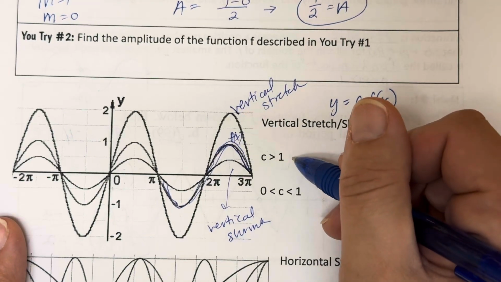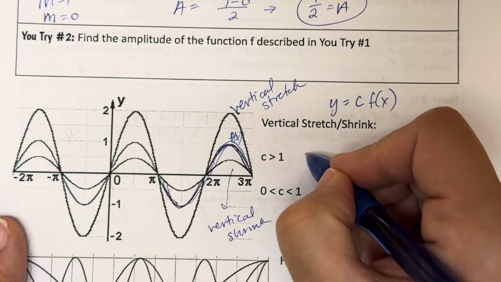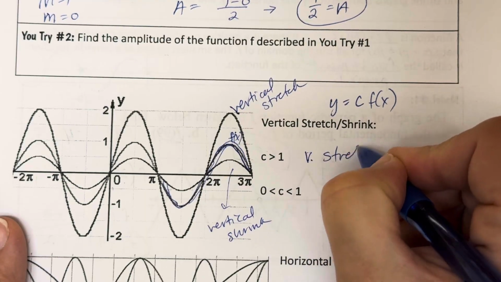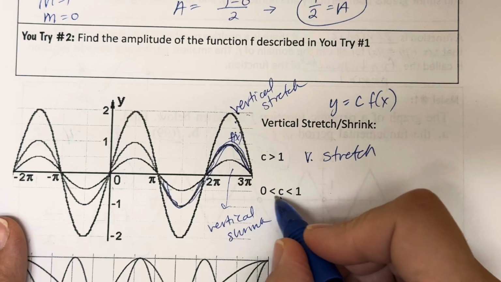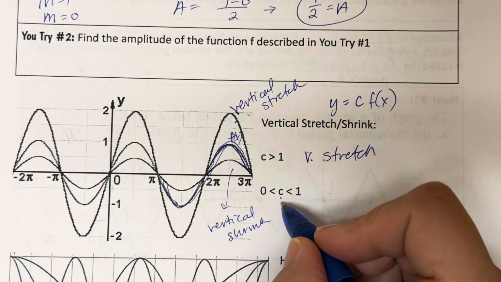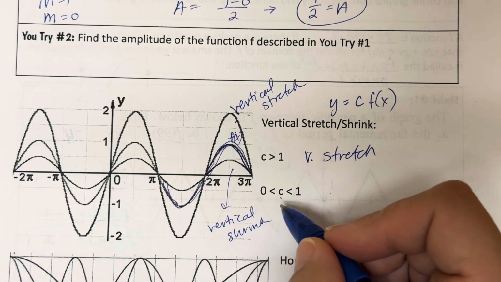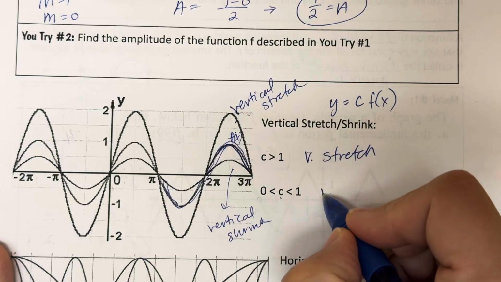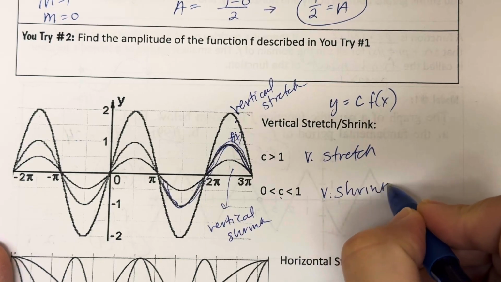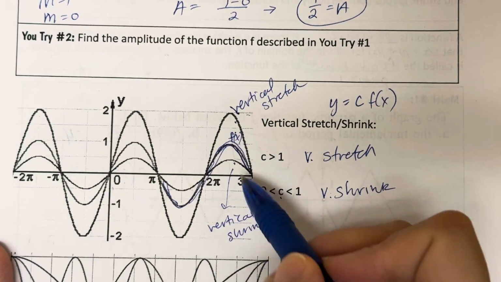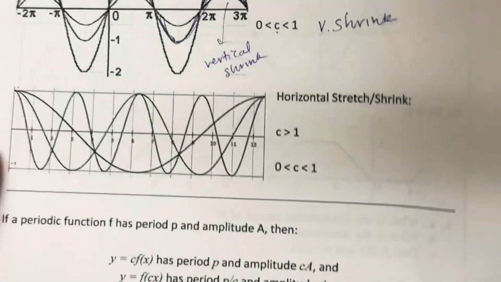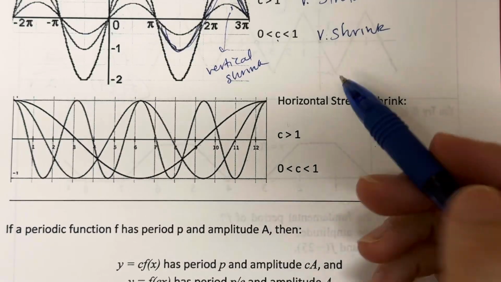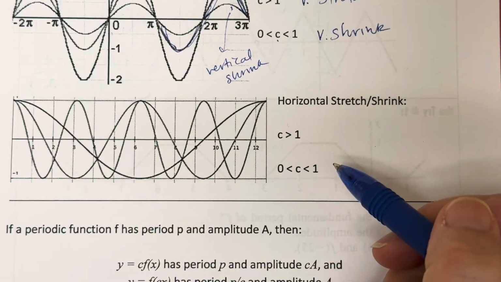And when that constant is greater than 1, it's going to be a vertical stretch, like this. When that constant is positive but less than 1, so like 1/2 or 2/3 or 5/6, that is going to be a vertical shrink, such as this one here, okay? As it turns out, that interpretation changes a little bit when we're looking at horizontal stretches and shrinks.